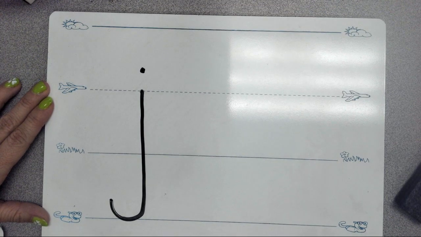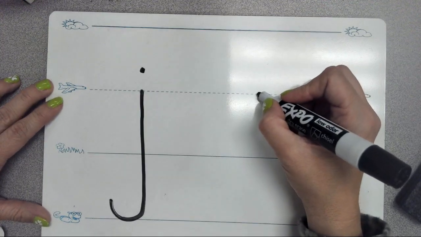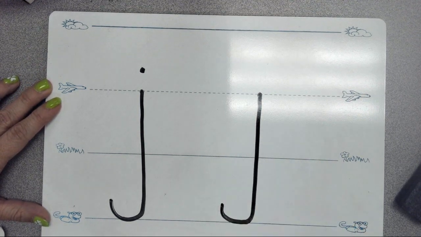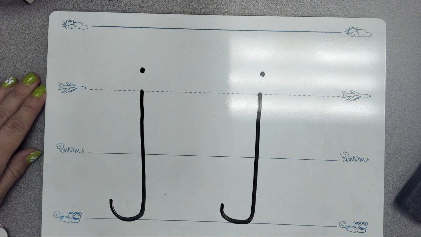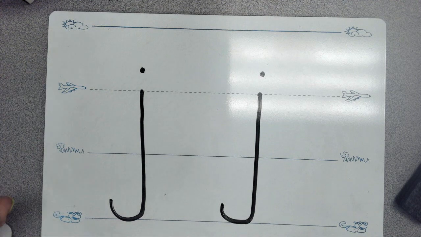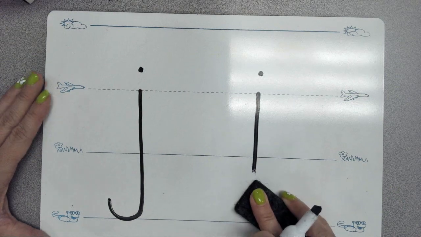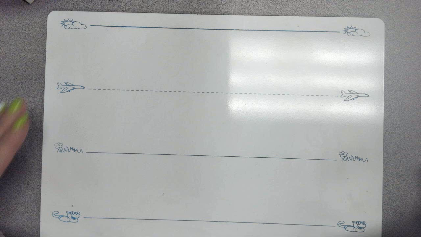And the next one, here we go. Point to the plain line. Go all the way down to the worm line and make a curve. Add a dot. J, jug. You did it just the way I like it. Good job. And you may erase.